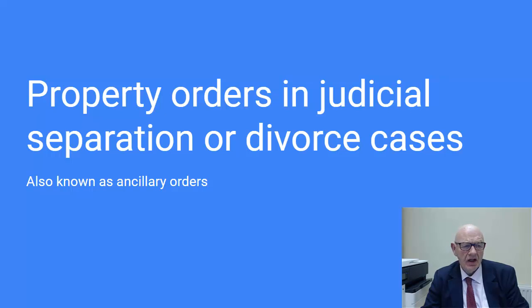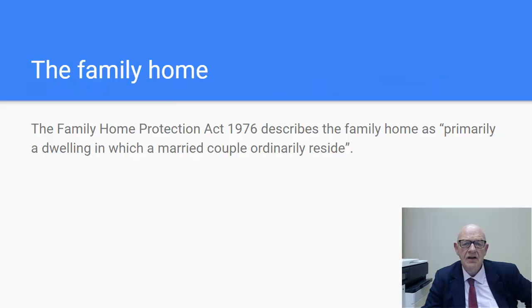Okay, in this video I'm going to take a look at property orders in judicial separation or divorce cases. These types of orders are also called ancillary orders. Ancillary orders will cover a range of different orders a court can make in a divorce or in a judicial separation proceeding. But in this particular video we're just going to take a look at the property situation.